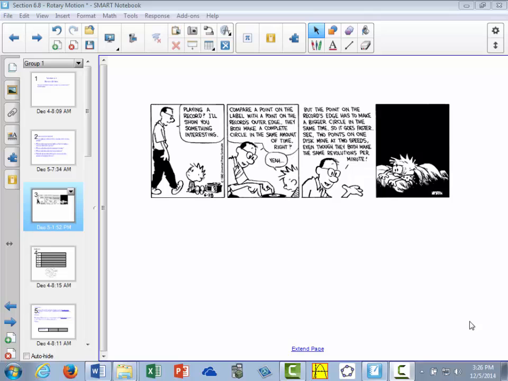Dad says, playing a record? I'll show you something interesting. Compare a point on the label with a point on the record's outer edge. They both make a complete circle in the same amount of time, right? Calvin: Yeah. But the point on the record's edge has to make a bigger circle in the same time, so it goes faster. See, the 2 points on one disk move at 2 speeds, even though they both make the same revolutions per minute. Mind blown.